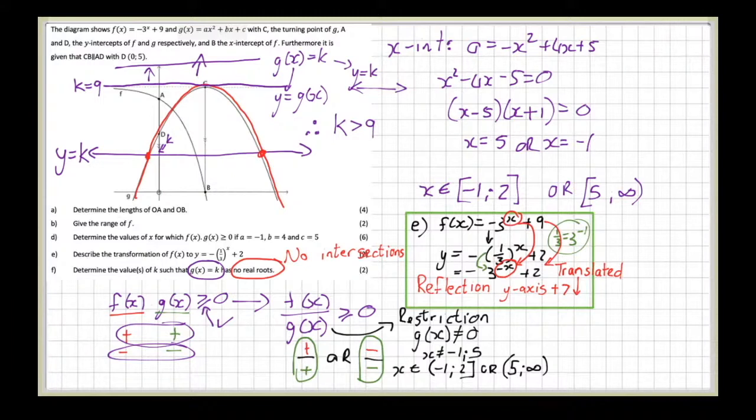What about, and I'm just going to do this quickly, what if k is equal to 9? Well, then there is one intersection. What if k is smaller than 9? Well, that is like the first one drawn. Then there are two intersections.